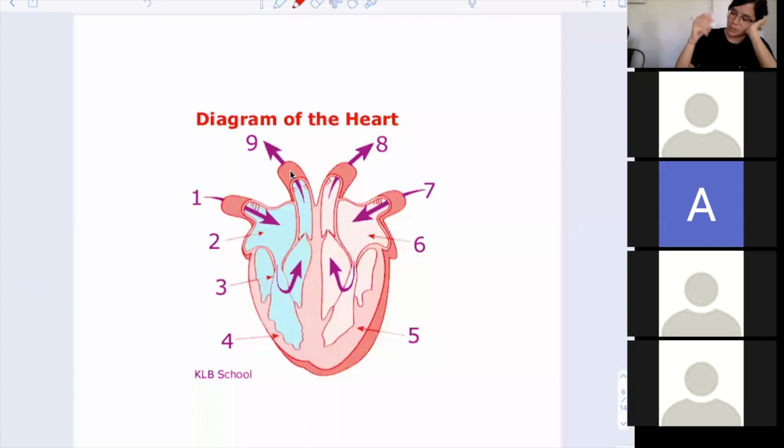Okay, number 1, that is the vena cava. Number 2 is the right atrium. Number 3 looks like a string. It's supposed to be a valve, so that's the atrioventricular valve or the tricuspid valve. 4 is the right ventricle.